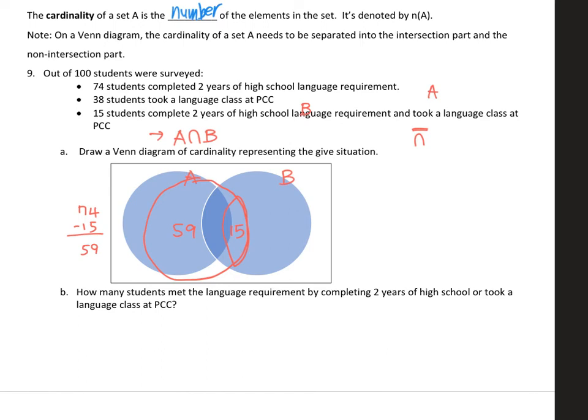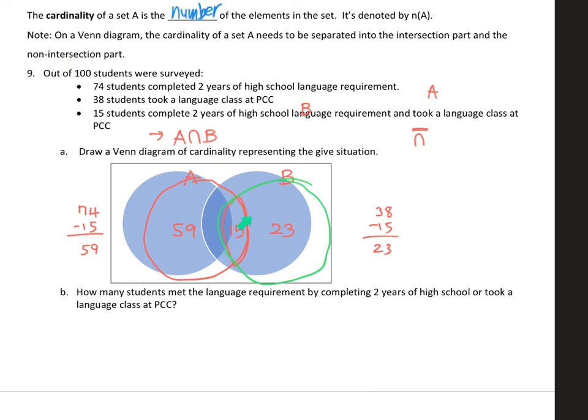Same for part B. If I were to write 38 here, that's going to be a little weird because B is this whole thing. So it includes 15 and 38. So it seems like we have 15 plus 38, which is 53 people, but B only has 38. So that's misleading. So I don't want to do that. What I should have done is 38 minus 15. So that's 23. So I should write 23 here. So that's what I meant to say. We need to separate into the intersection part and the non-intersection part.